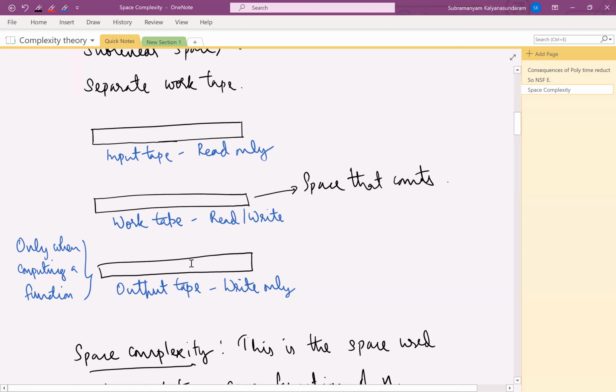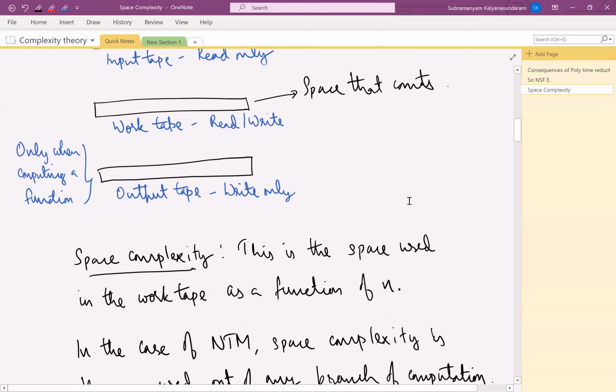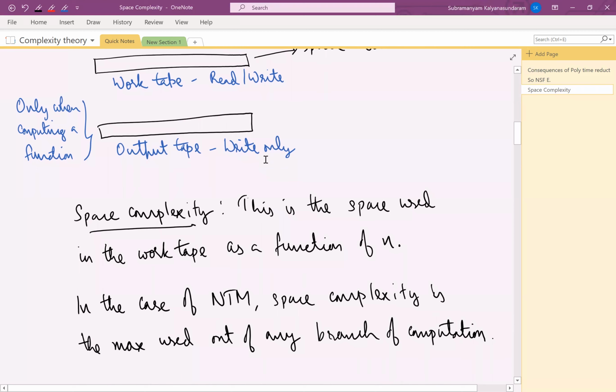The output tape is a write-only tape, so you cannot read from there. So you cannot rewrite or do anything like that. You just write, and that's it. Once a particular symbol is finalized, you just write it. So that's what the output tape is for. All the work happens in the middle tape, the work tape, and that is the space that is counted. So the space used in the work tape as a function of n is the space complexity. If you look at CIPSR, which is what I use to prepare these notes, there is a more formal definition of the same thing.